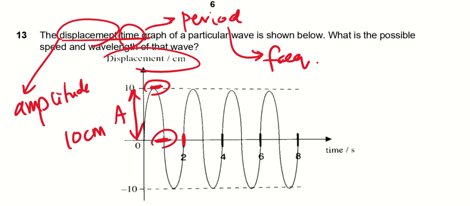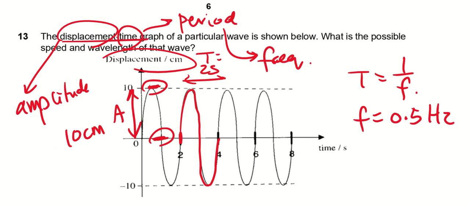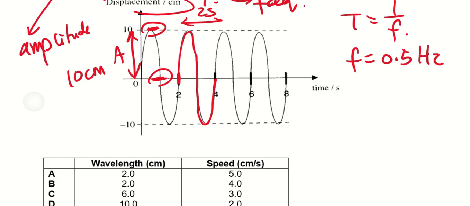How about the period? We start at 2 seconds. Tell me when is a complete wave. Here. So this is a complete wave. So 4 minus 2, the period is 2 seconds. So this is my period. Now, period and frequency are linked by this formula. Therefore, the frequency is 0.5 Hertz. Are we okay? Then now all we need to do is choose the correct option.